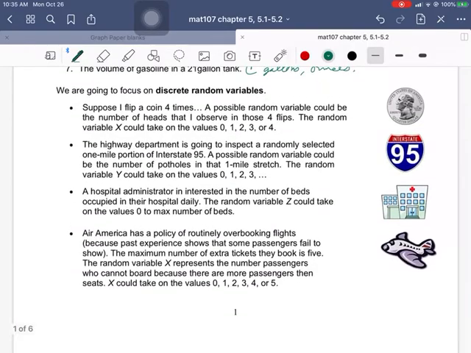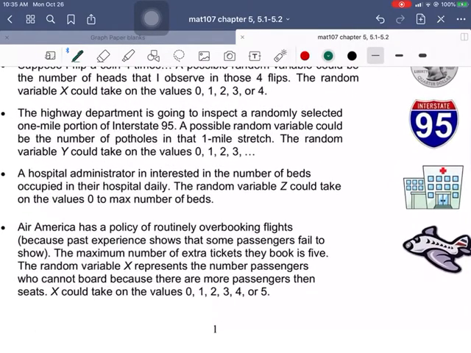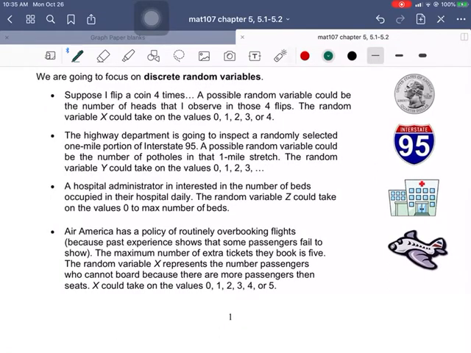So let's focus on discrete random variables for a minute. Suppose I flip a coin 4 times. A possible random variable could be the number of heads. Remember the variable, what are we looking for? What are we going to write down? I observe these 4 flips, and the random variable x could take on the value of 0, 1, 2, 3, and 4. That means when I flipped 4 times, I got 0 heads, or 1 head out of the 4, or 2 heads out of the 4, or all 4 turned out to be heads. Okay, we can record that.